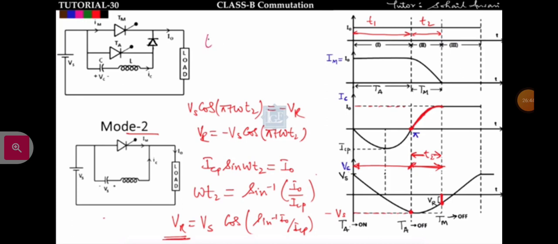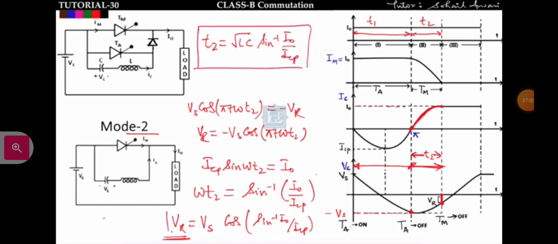And what will be the time t2? The time t2 will be 1 by omega sine inverse I naught upon ICP, and omega can be written like under root LC sine inverse I naught upon ICP. These 2 points you have to keep in mind at the end of mode 2.